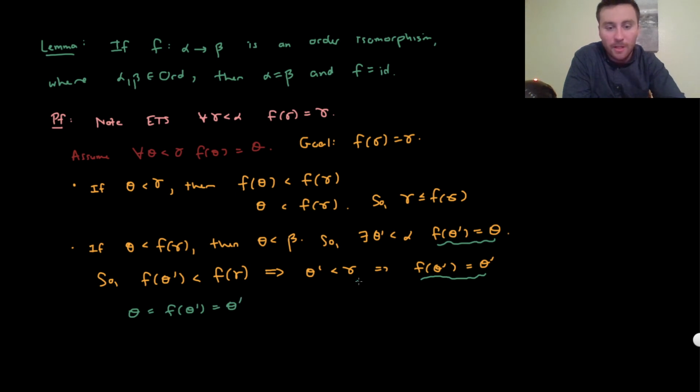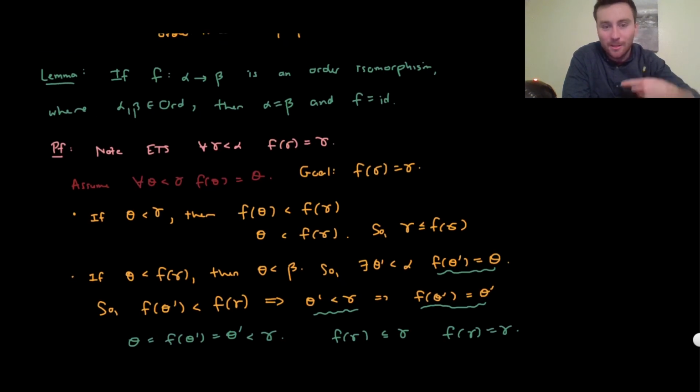And then from this piece, we know that this is equal to theta prime, and from the piece right before it, we know that this is less than gamma. But what did we just argue? Well, this is what we wanted to show. We just showed that if something is less than f of gamma, it's also just less than gamma. So it must then be that f of gamma is less than or equal to gamma, or that f of gamma is equal to gamma. This is what we wanted to prove, right? This was the induction step. And so the induction goes through.